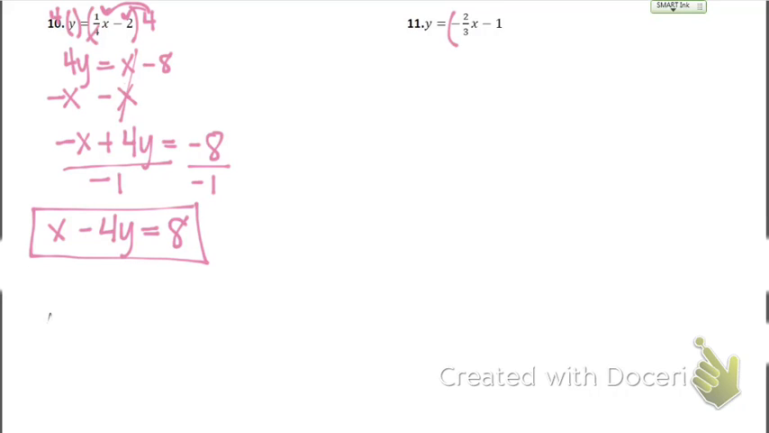Okay, on number 11, that didn't really happen. We would multiply everything by 3, and we would get 3y equals negative 2x minus 3. Really, I think the biggest mistake that you might run into is forgetting to distribute the denominator. So remember, you have to multiply the 3 times the negative 1. And then to move the 2x to the other side, we add 2x.